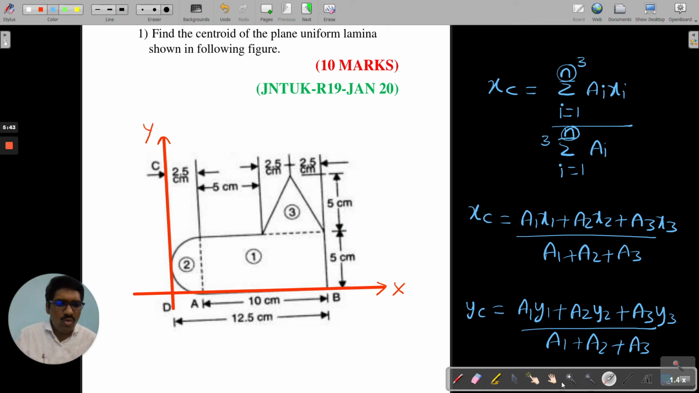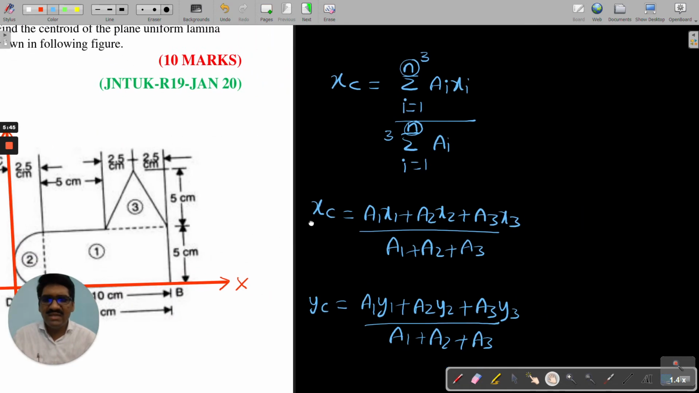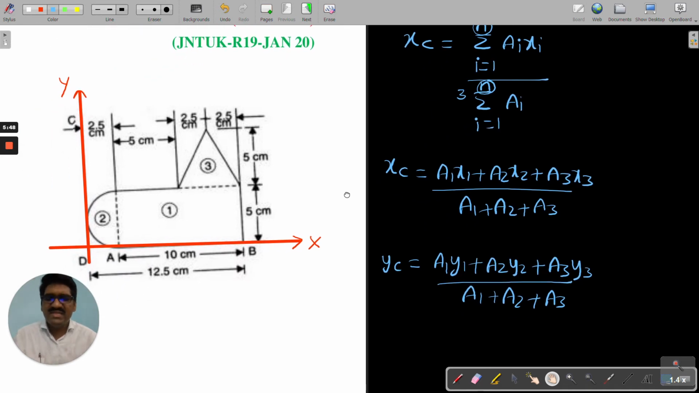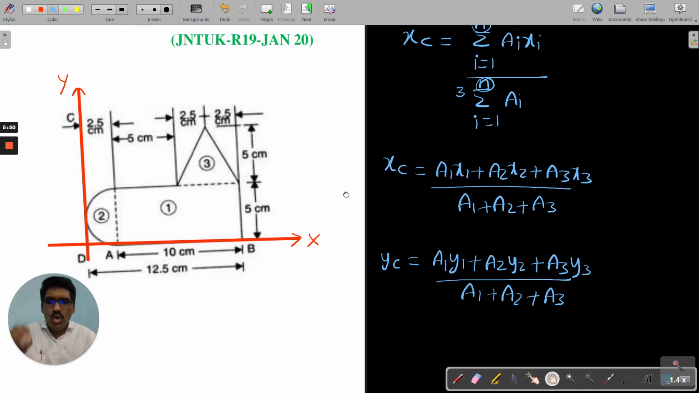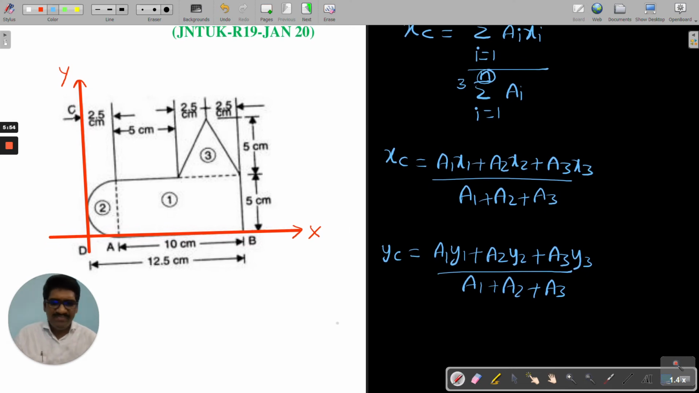Now the point is, we have to locate the position of the centroid, which is nothing but x1, x2, x3, y1, y2, y3. We have to locate it. Now just see here. First of all, I am writing the area A1. So area A1 is equal to... you can just form a tabular column here.